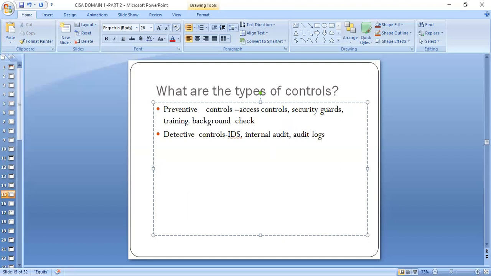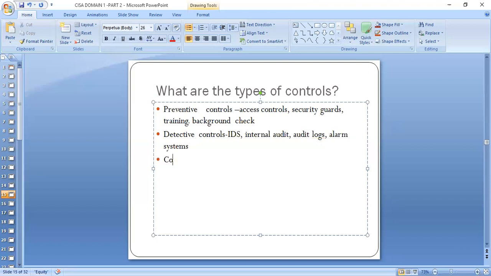Audit logs are detective controls. They can help alert us that there is a problem. Okay. What about alarm systems generally? Alarm systems, fire alarms, smoke alarms, burglary alarms, are detective.